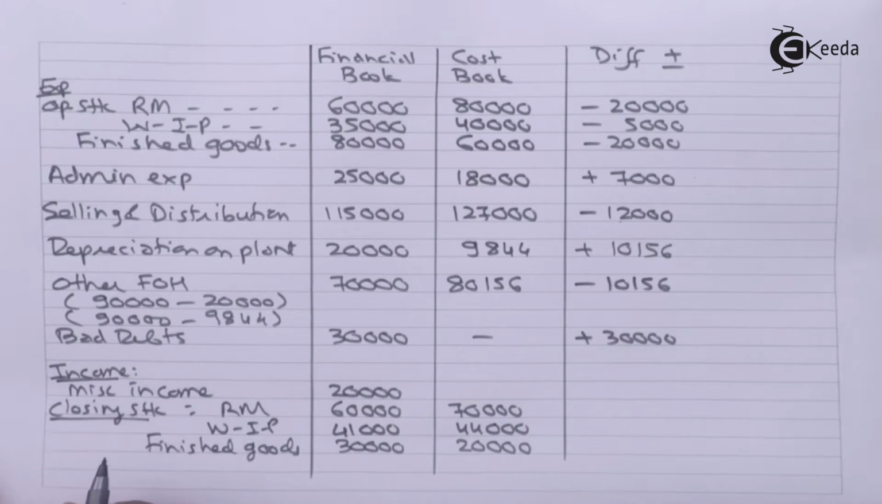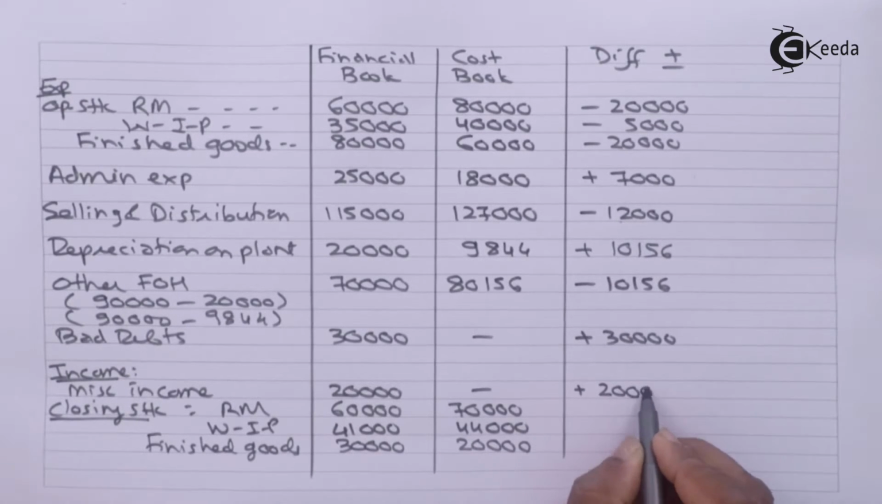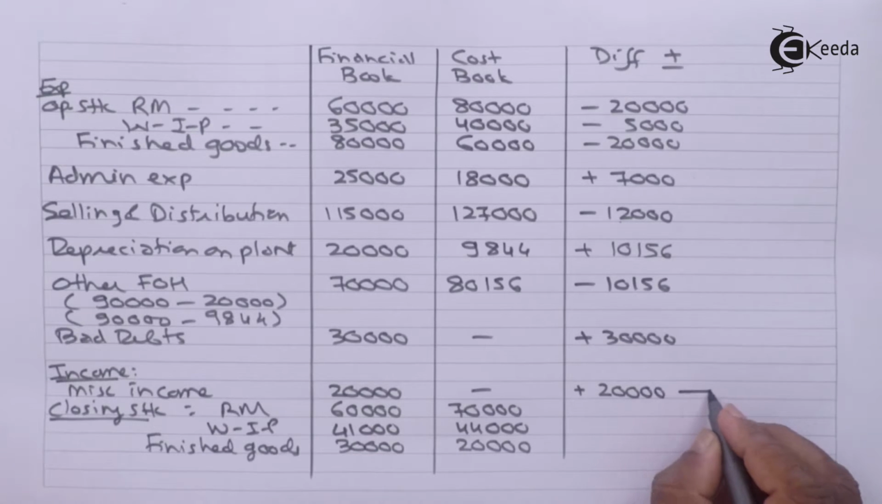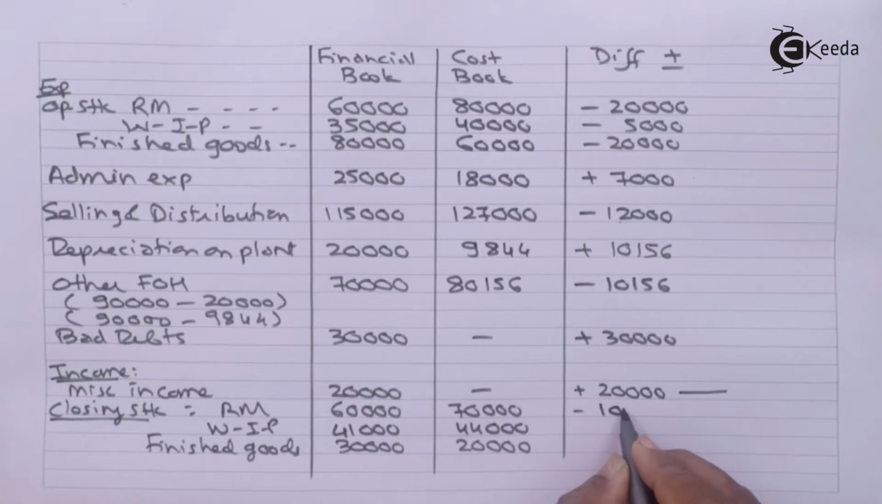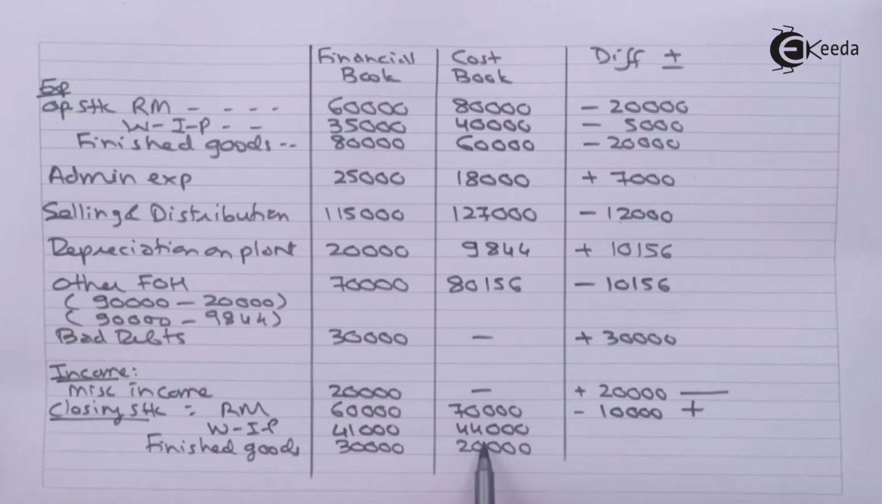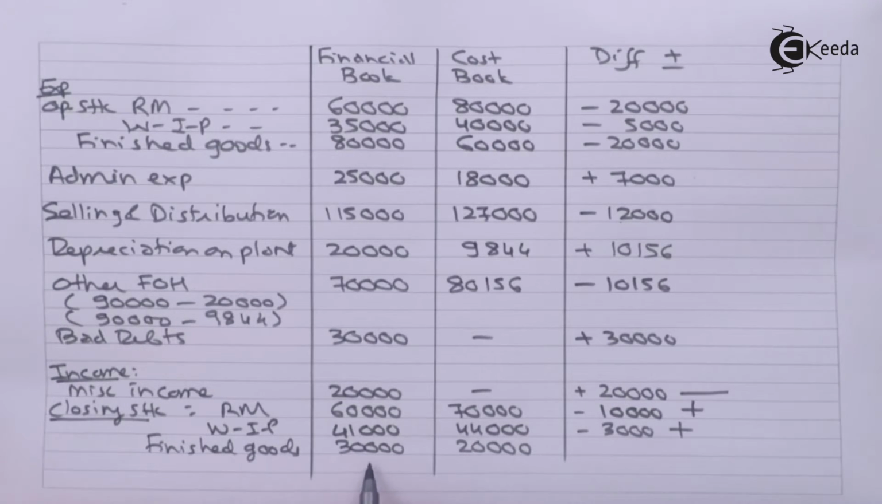Now income. In case of income we are required to reverse the sign. Miscellaneous income 20,000 minus 0. So it should be plus 20,000. But we have to reverse the sign in case of income. So it will be minus. Closing stock of raw material 60,000 minus 70,000. It will be minus 10,000. It will be taken plus. Work in progress 41,000 minus 44,000. So it will be minus 3,000. It will be taken plus 3,000. Finished goods 30,000 minus 20,000, plus 10,000. So it will be taken minus 10,000.